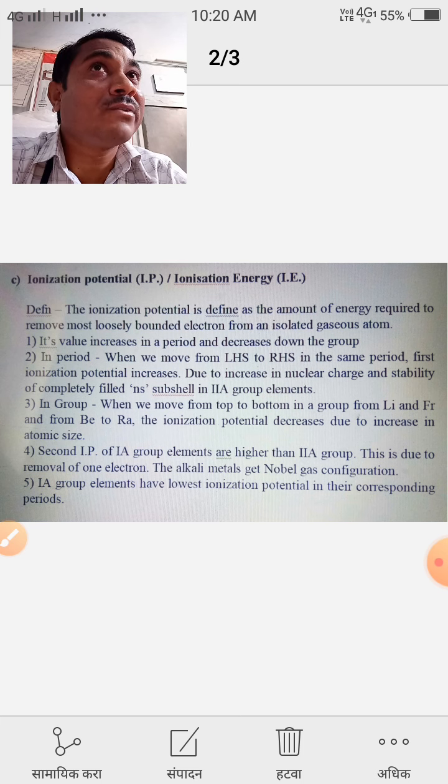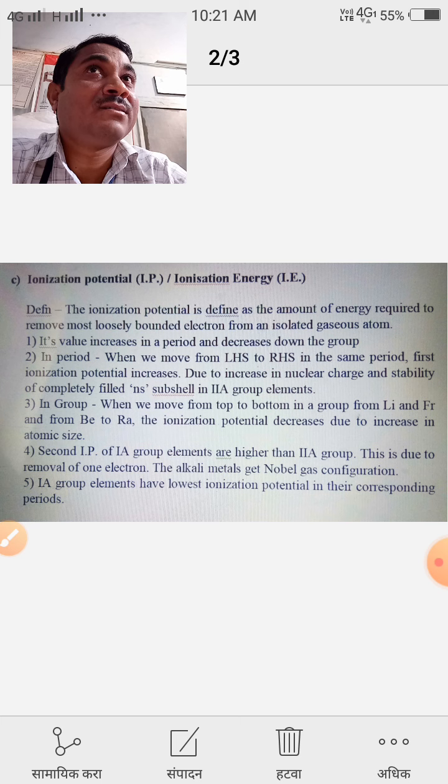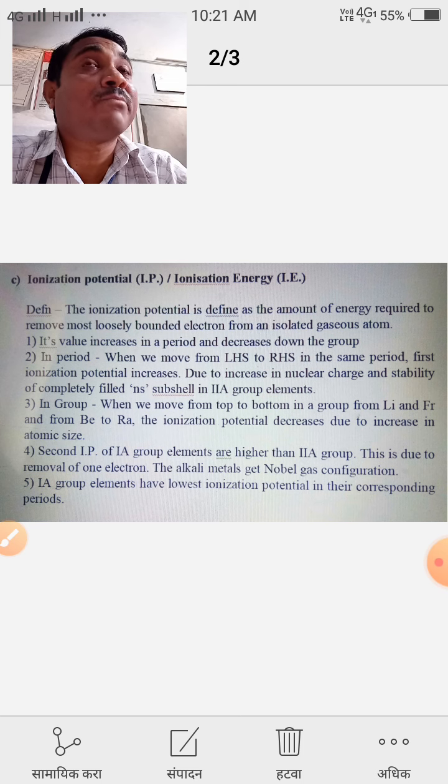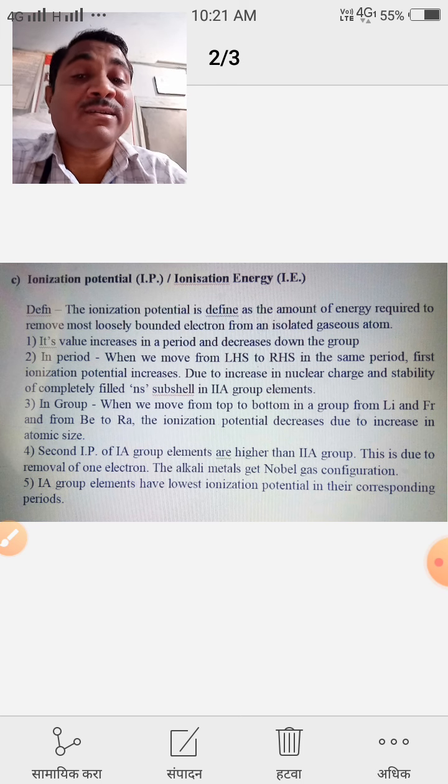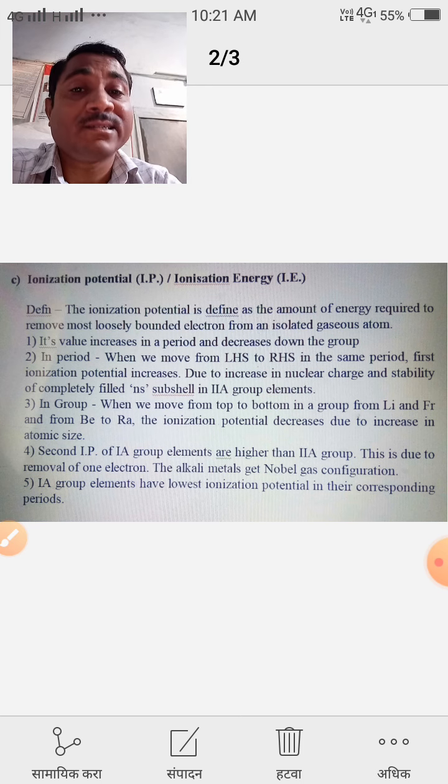So the amount of energy required to remove the electron from the last shell is more for a second A group element as compared to a first A group element. So the ionization potential value increases when we move from LHS to RHS.